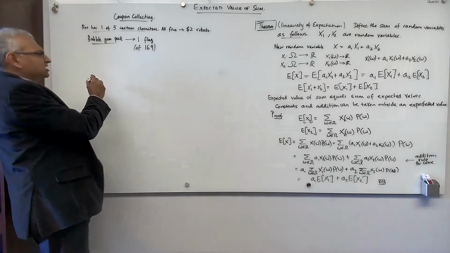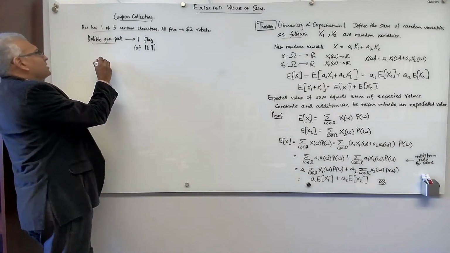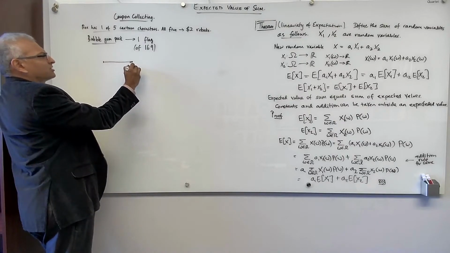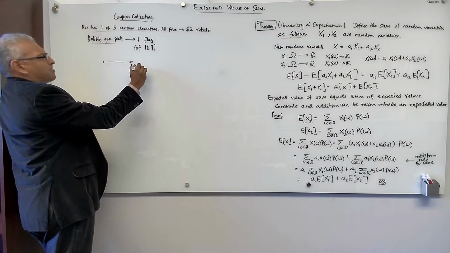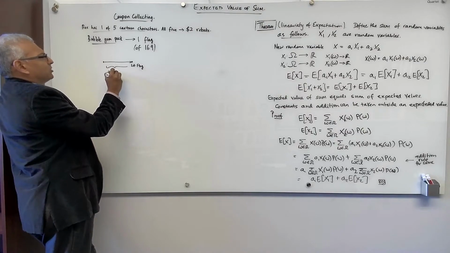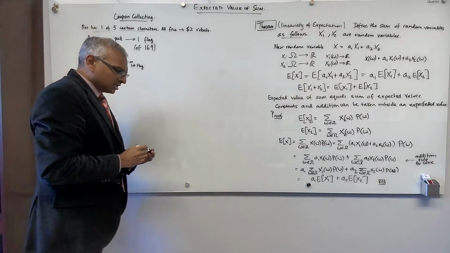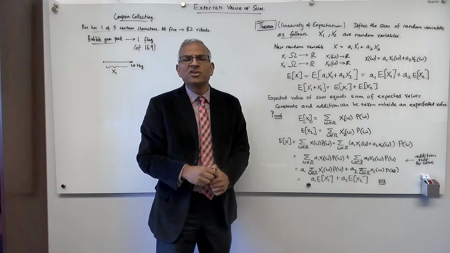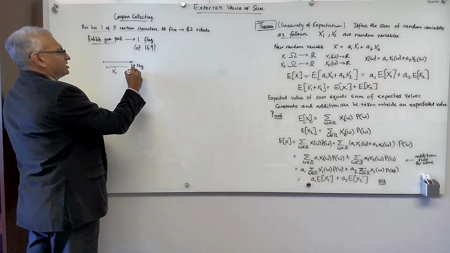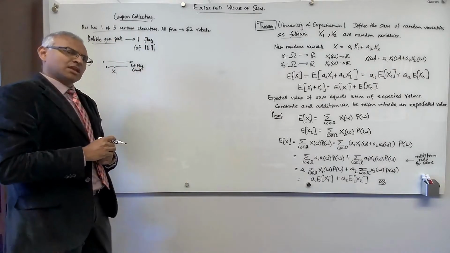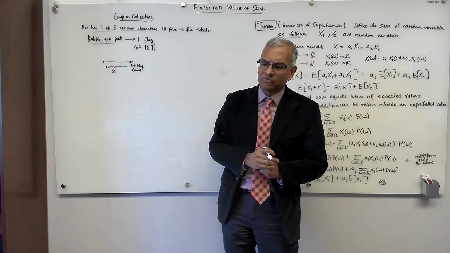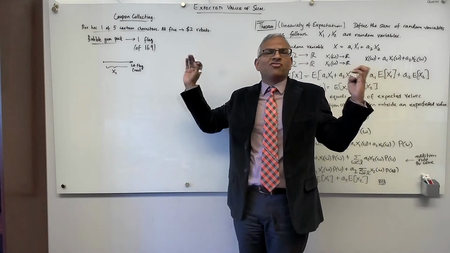So let's look at what experiment is going on. We start and we buy bubblegum packs until we get the first flag. Let's call the wait x1, the number of bubblegum packs I need to buy until I get the first new flag, the first flag that I don't already have. Can anyone guess how long I have to wait to get the first flag that I don't already have? I'll pause the video. 1, 2, 3, 4, 5. If you said 1, at least you're following the discussion.